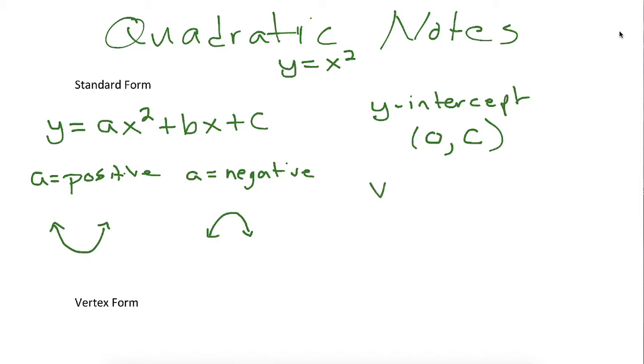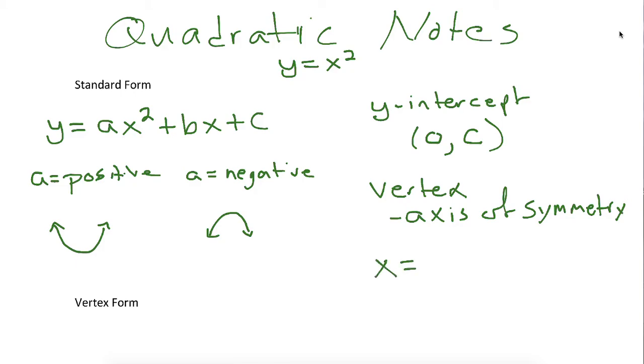The vertex, which is also called the axis of symmetry, is going to be x equals the opposite of b divided by 2a. To find the y value, you would just plug that x value back into the equation and get the vertex.